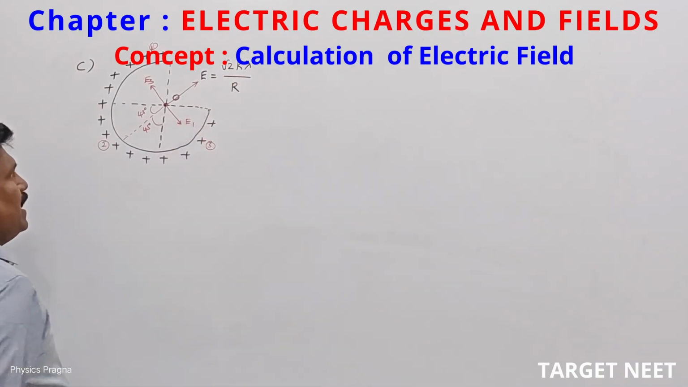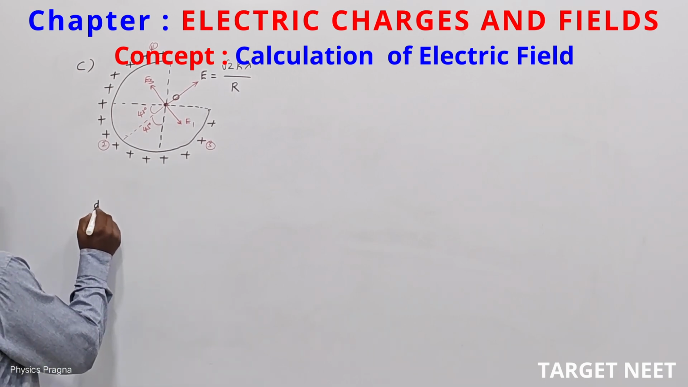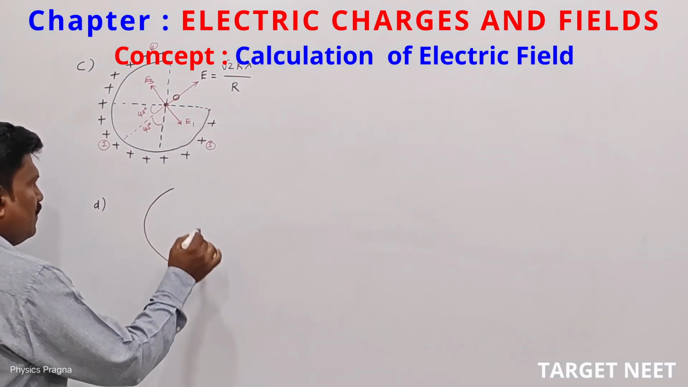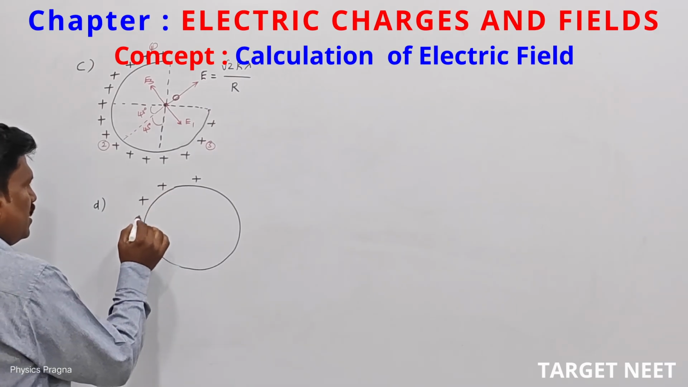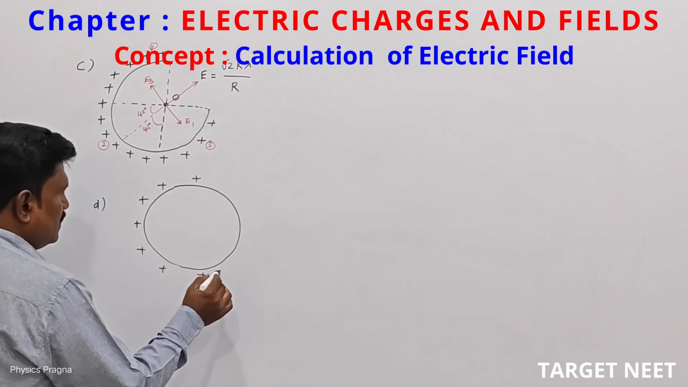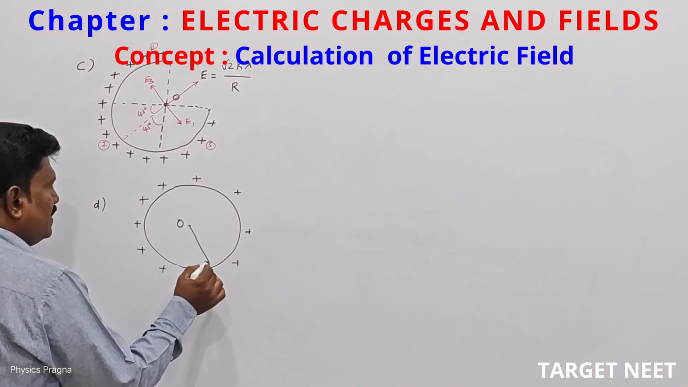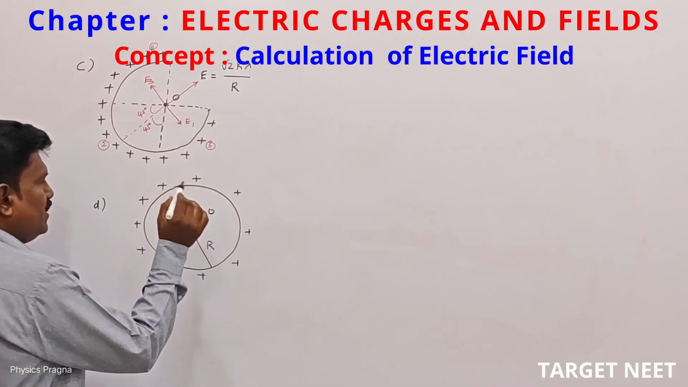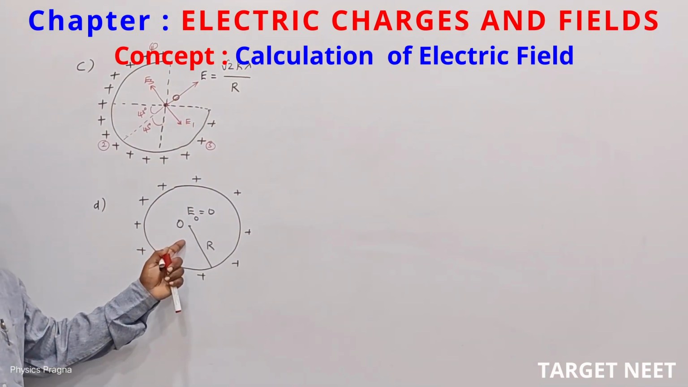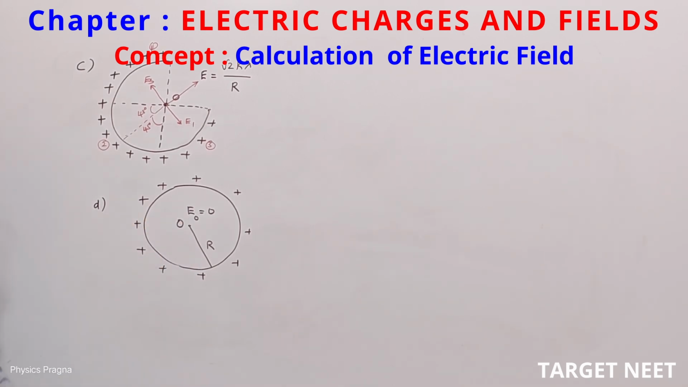So E is equal to root 2 k lambda by R. Next, let us take a total wire, total circle, uniformly charged, and this is the center, and this is the radius. At the center, E naught is equal to 0. Why? Because no charge is existed inside the circular wire. So electric field is 0.